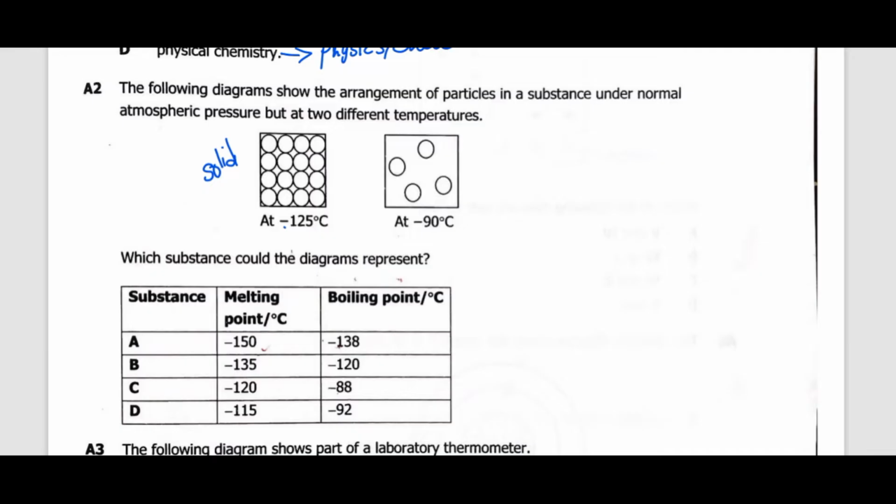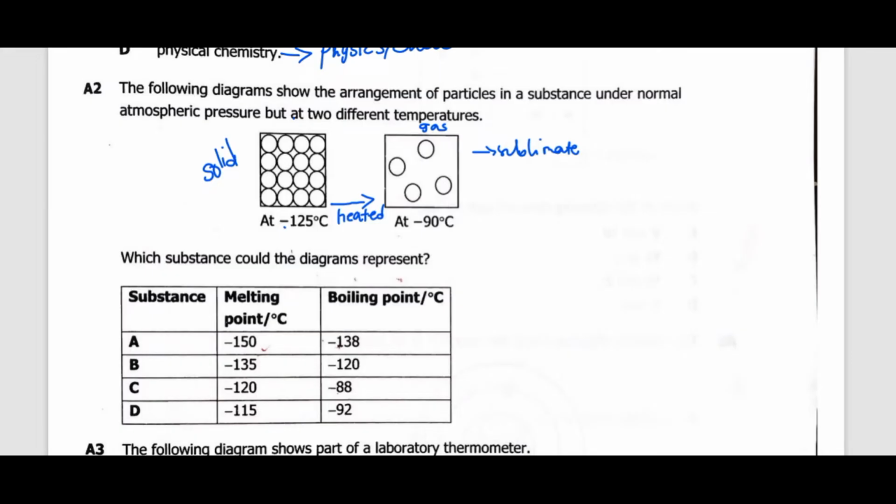So this tells us that for this substance to move from here to here, it means that the substance was heated. If this substance is heated, it is changing from a solid to a gas. So somehow we are dealing with what we call sublimation here. Now let's look at the multiple choices. Which substance could the diagrams represent?